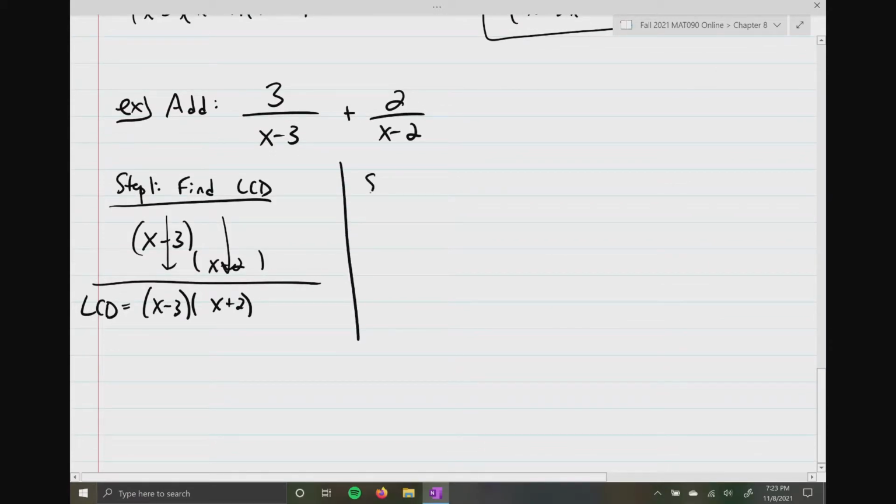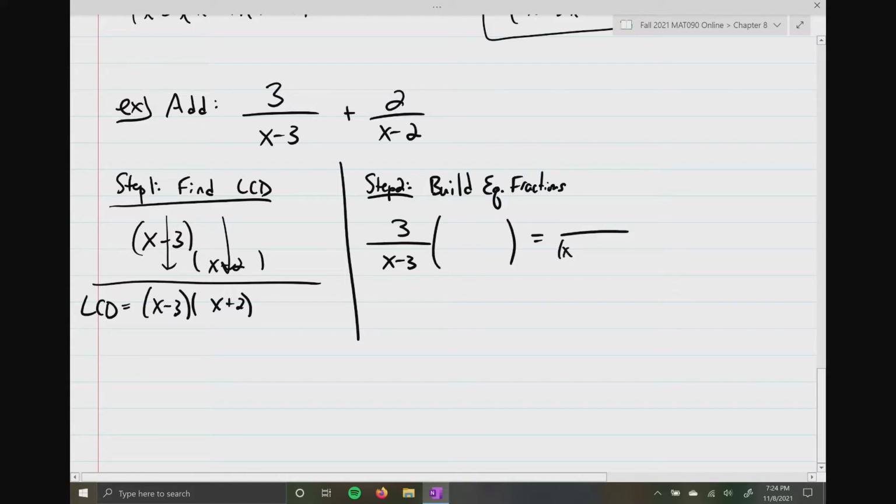Step 2, we're going to build equivalent fractions. So I start with 3 over x minus 3. I'm going to multiply this by something so that I get x minus 3 and x plus... Oops, sorry. I wrote plus by accident. This is supposed to be a minus. Hopefully you're sitting there going, oh, you made a mistake. Let me just fix this real fast. All right, there we go.